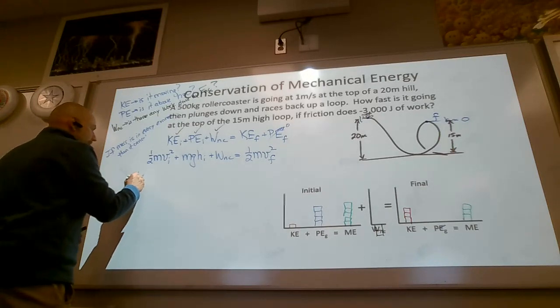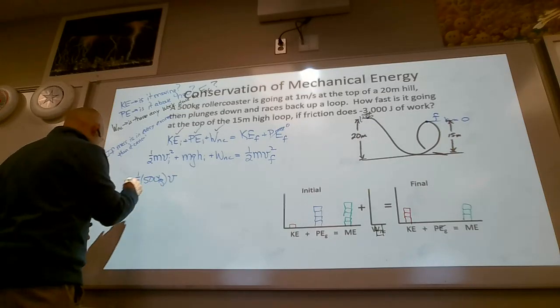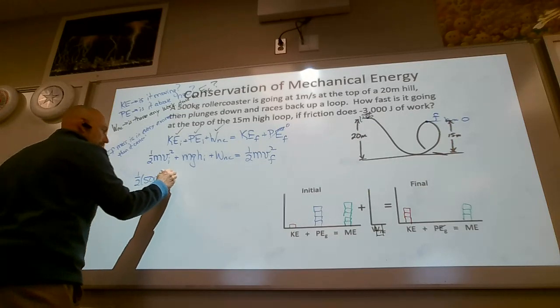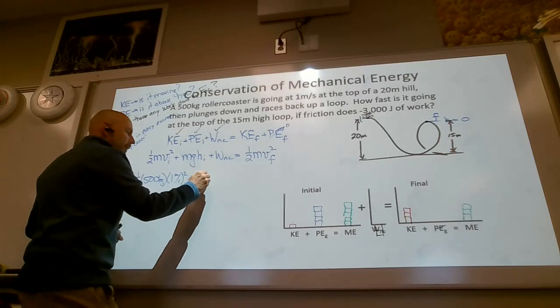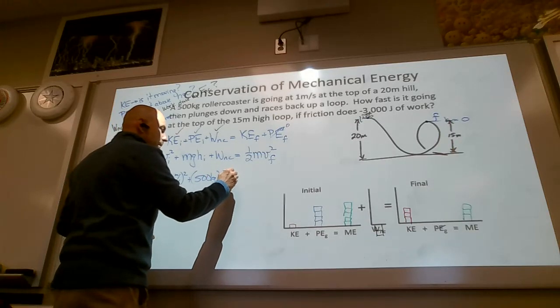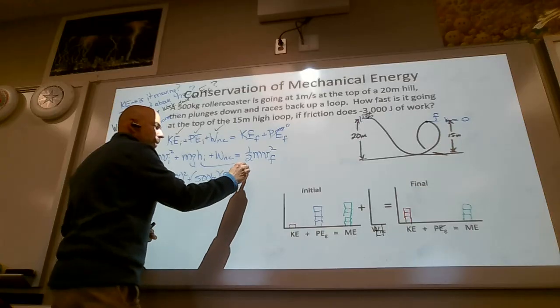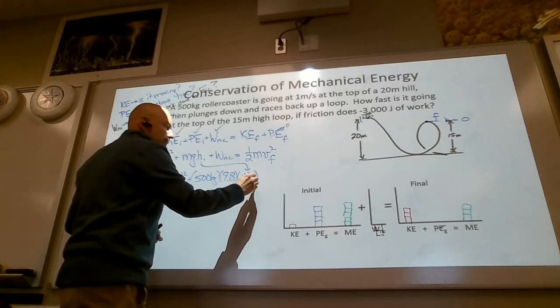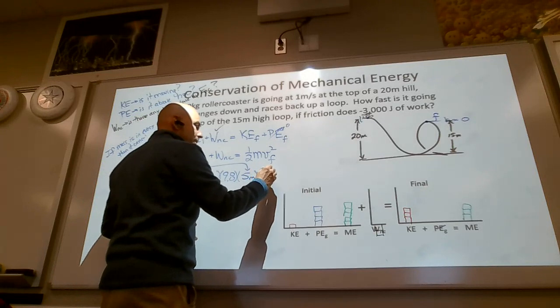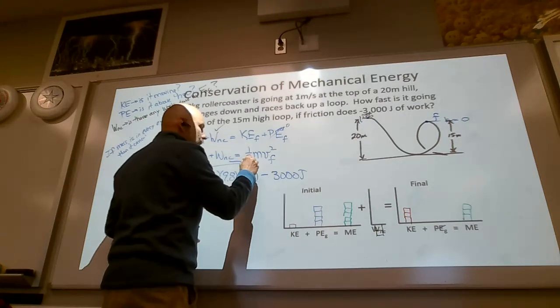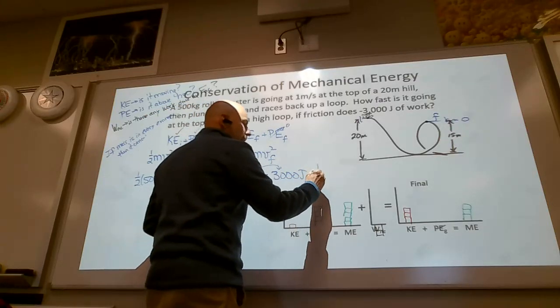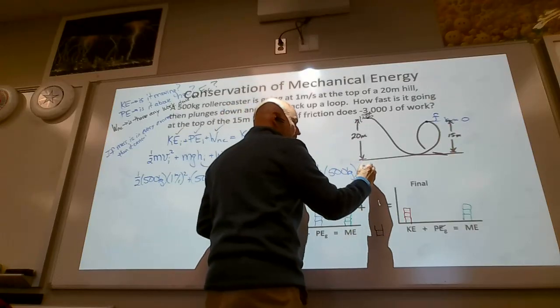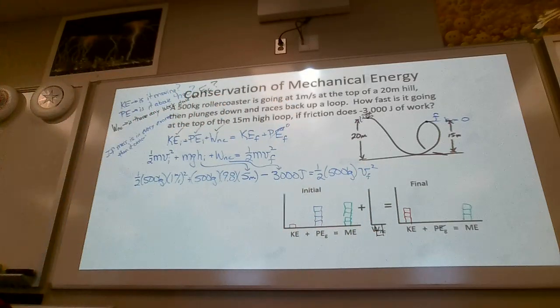Okay. So I have 1/2 times 500 kilograms times 1 meter per second squared, plus 500 kilograms times 9.8 times, what's my height above ground zero? It's 20 minus 15, so 5 meters. Okay. Minus 3,000 joules of work is equal to 1/2 times 500 kilograms times final speed squared. How many unknowns do I have? Just 1. I solve it, and I get 9.3 meters per second.